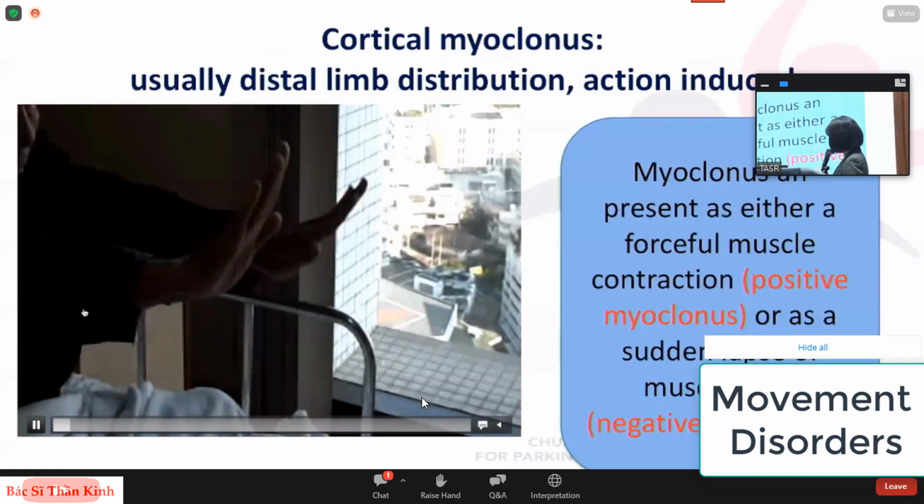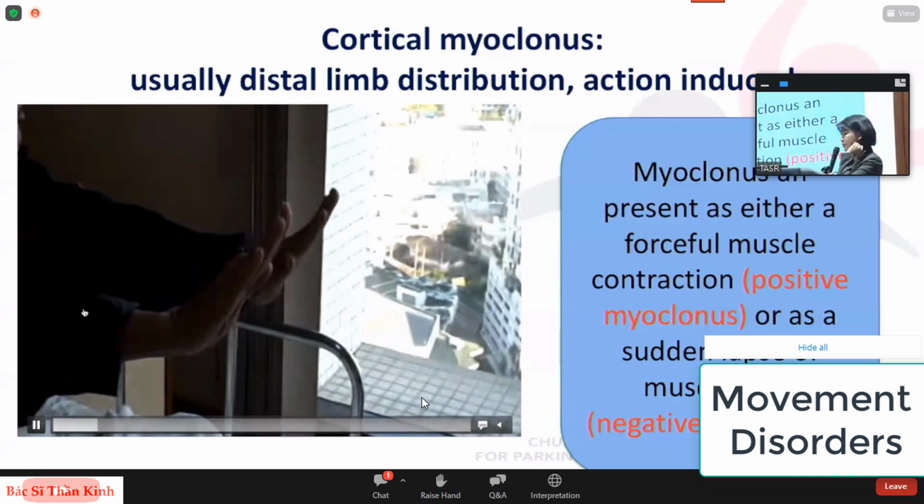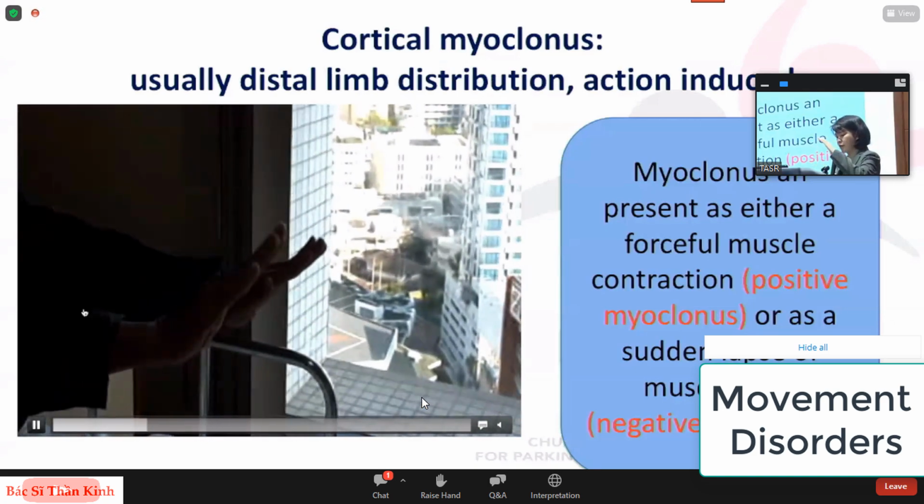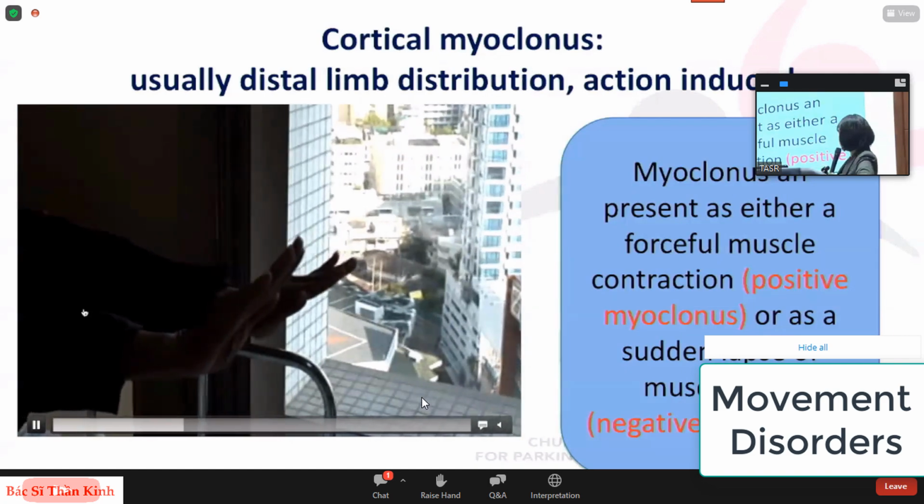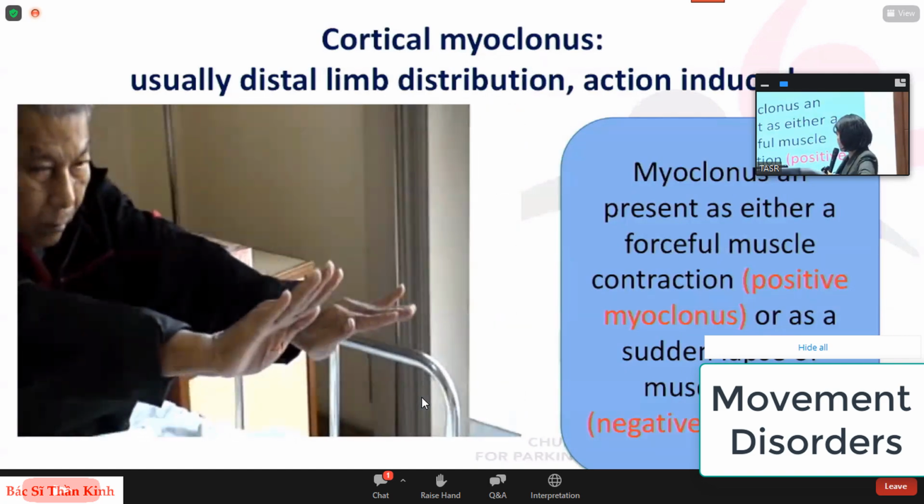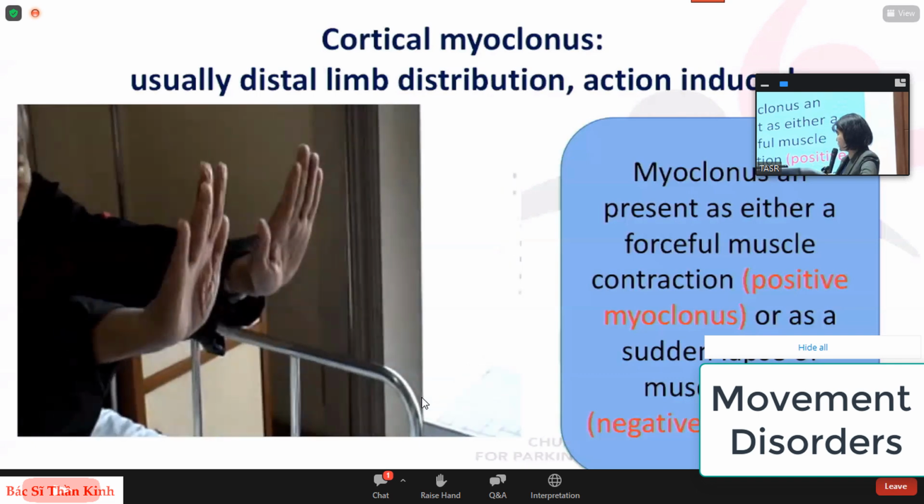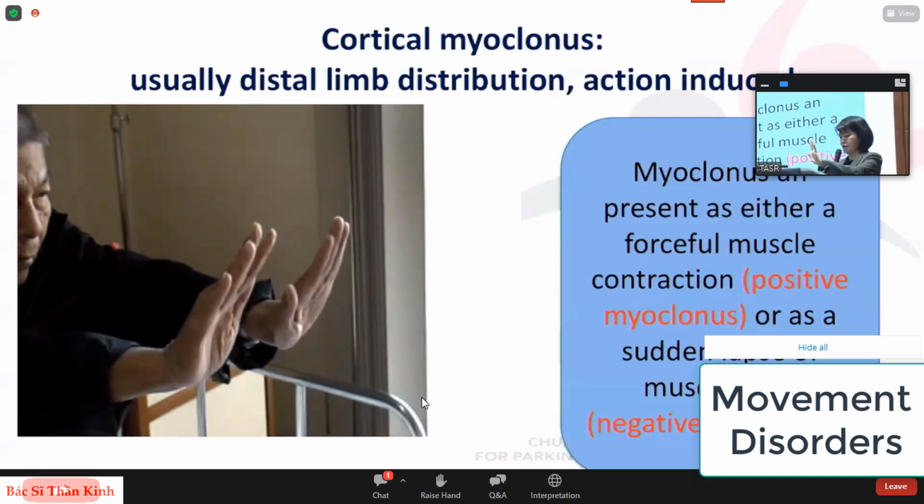So this is an example of cortical myoclonus, which is usually in the distribution of the distal limb and action induced. This patient has hepatic encephalopathy, and when he stretches out his arm like this, he has a postural lapse, which is called negative myoclonus. Or you might see, sometimes, asterixis.